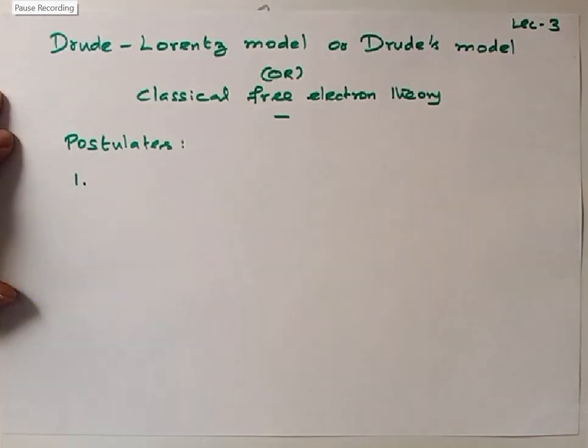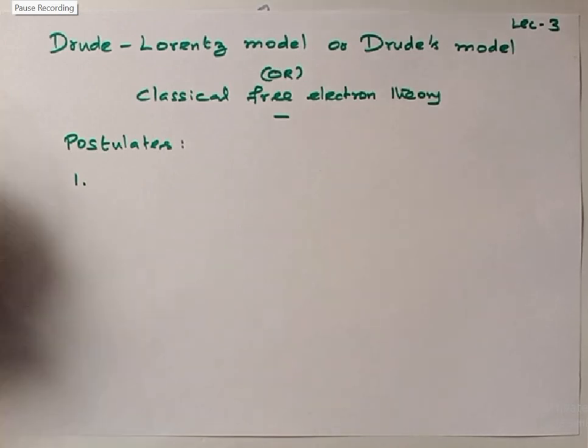Postulate number 1. In the last class I told you that when metallic crystals are formed, each atom loses one or more electrons, and these electrons move around the crystal lattice like a gas enclosed in a container. That's why these electrons are called electron gas. These electrons are called free electrons, or also conduction electrons. Now, what are the postulates?